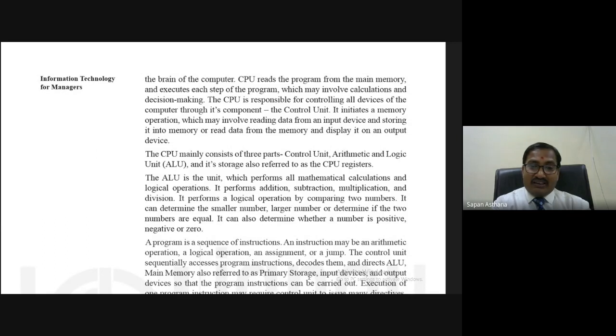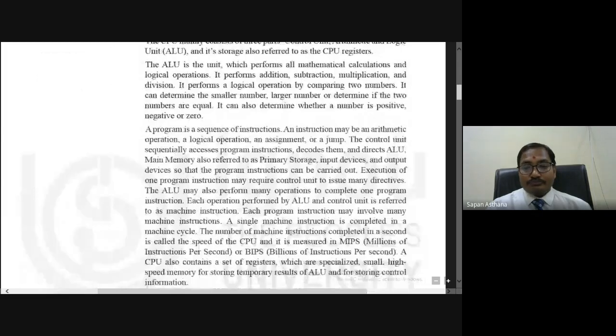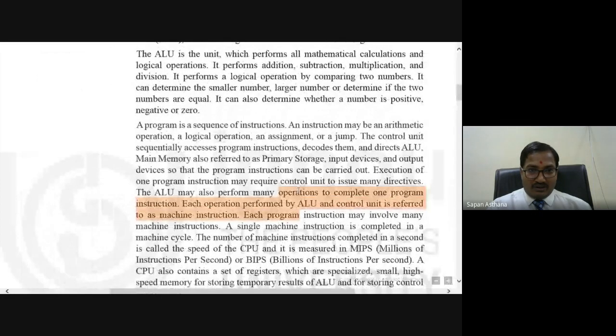The CPU mainly consists of three parts. What are the three parts? The control unit, the arithmetic and logic unit, and its storage, also referred to as CPU registers. Okay, control unit, arithmetic and logic unit, and its storage, also referred to as CPU registers. These are the three important components of the CPU. I hope all of you are understanding well.